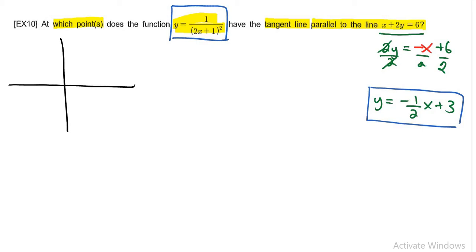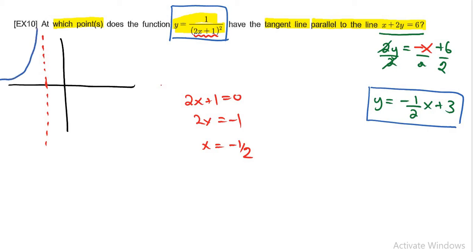Okay, so if I look at this problem here, I do have a vertical asymptote at, okay, so if I take 2x plus 1, set that equal to 0, 2x equals negative 1, x equals negative 1/2. So when I'm at negative 1/2, I do have a vertical asymptote. And if I try to kind of sketch a little diagram of 1 over 2x plus 1 all squared, perhaps it kind of looks something like that, like this. Maybe something like that, perhaps.